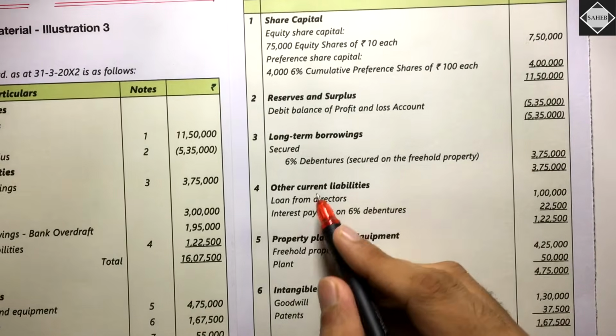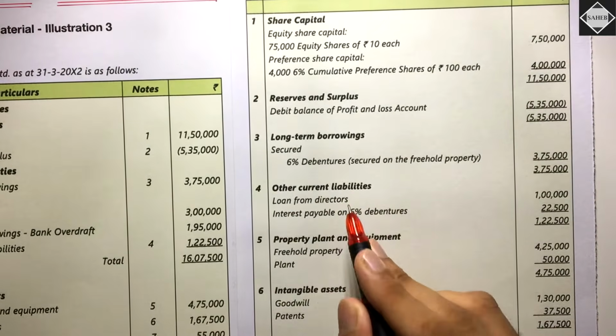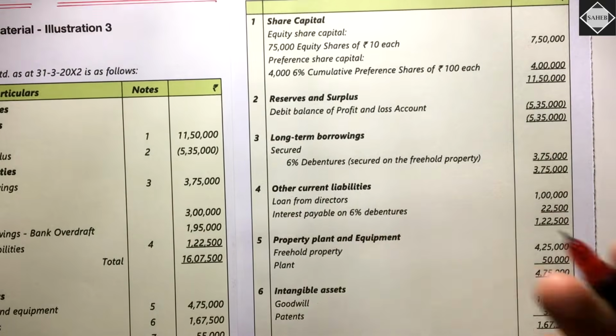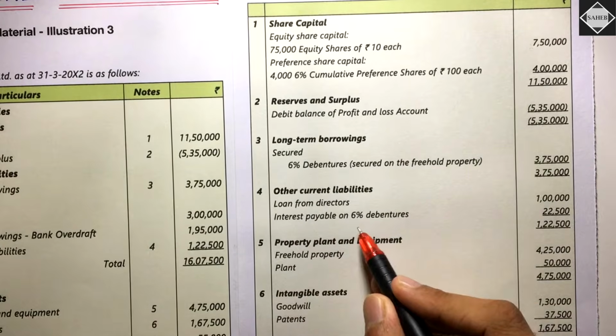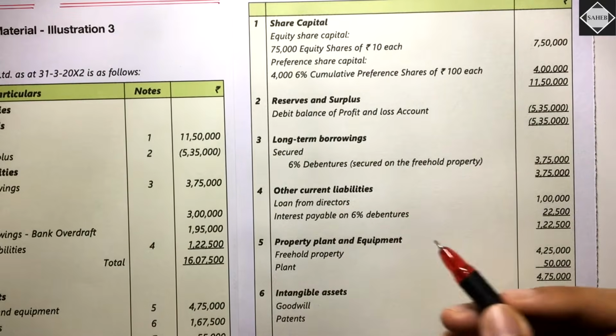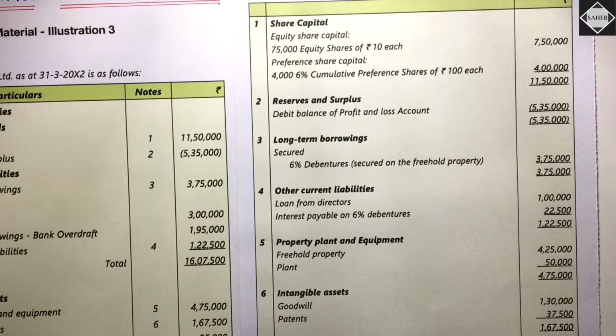And then see here other current liabilities, loan from directors. So loan from directors is what directors have given as a loan to the company. And the company is supposed to pay the directors, right? So here there will definitely be an adjustment on that, so we'll see that. And then interest payable on 6% debentures. So interest payable on 6% debentures means interest is outstanding to the debenture holders. How much? 22,500. Definitely there will be an adjustment on that, we'll see that.